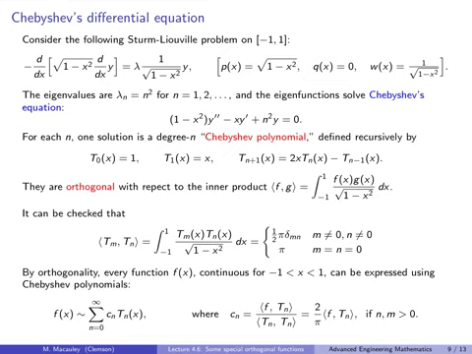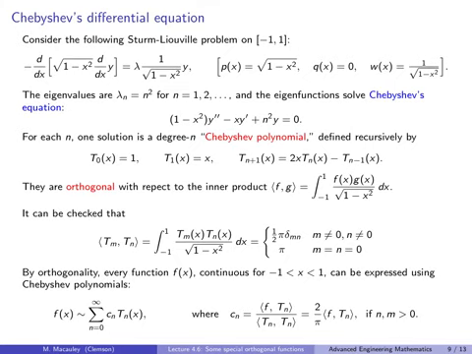By orthogonality, and by the Sturm-Liouville main theorem, every function f of x that's continuous from -1 to 1 can be expressed using Chebyshev polynomials. So that means that this function can be written as this infinite sum from n equals 0 to infinity of cn Tn of x. And I'm saying it converges instead of it equals. Essentially, you can think of it as equaling. And like with Fourier series, like with Legendre polynomials and Bessel functions, we have an explicit formula for the cn's. It's just the inner product of f with Tn divided by the norm squared of Tn.